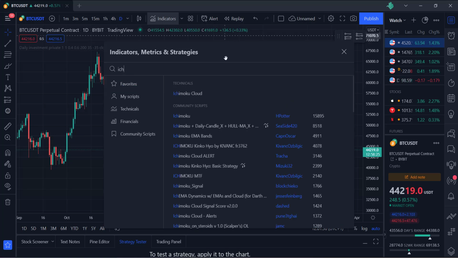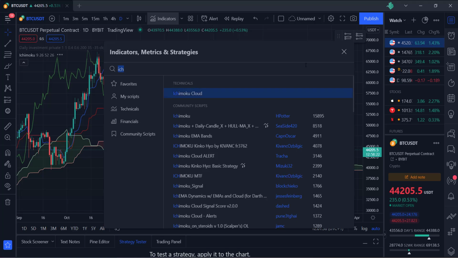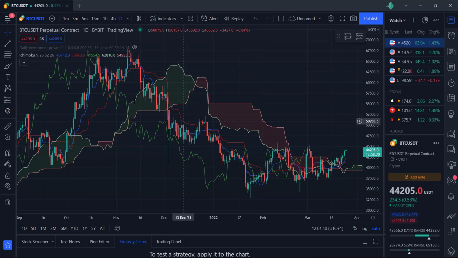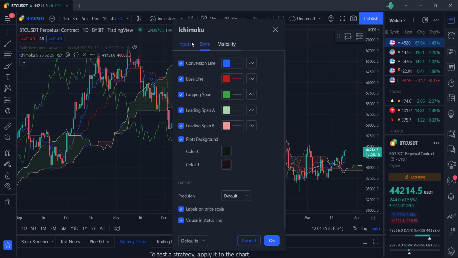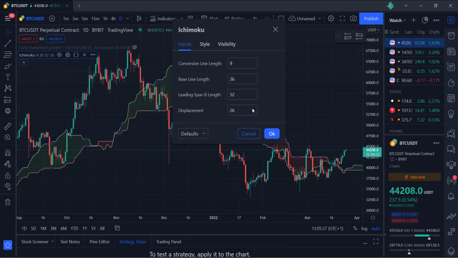The Ichimoku cloud is this one from the technicals, and we're going to adjust the settings a bit. We're going to go to the settings, and what we're going to remove from the Ichimoku cloud is almost everything. Go to style and remove the conversion line, baseline, and lagging span. If it's correct, you're going to have only two things, the leading span A and the leading span B. We're also going to replace the displacement, which is right now on 26, and use it on 1.